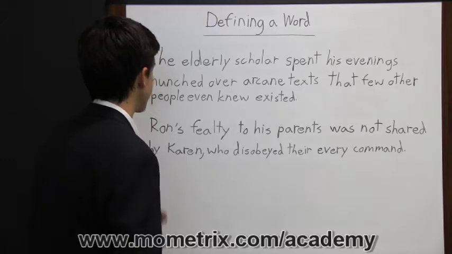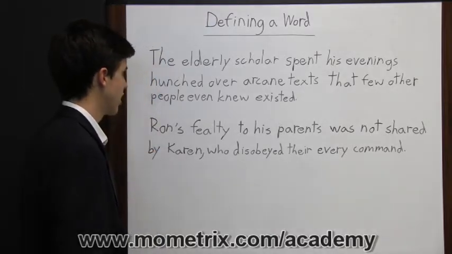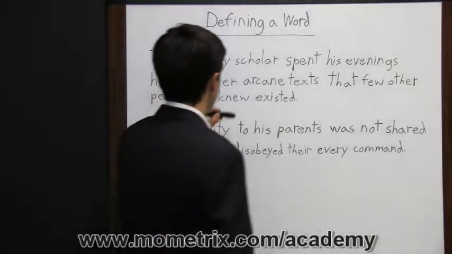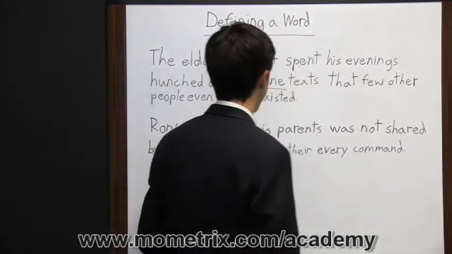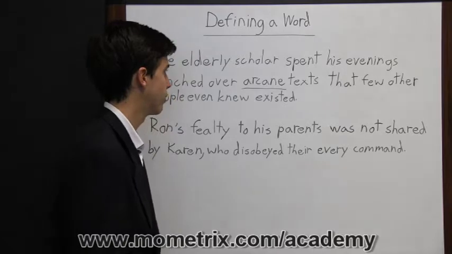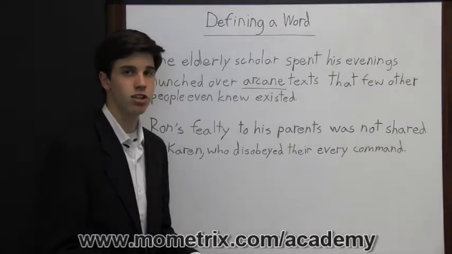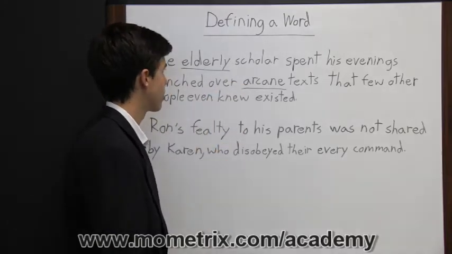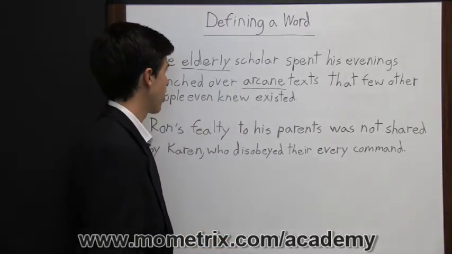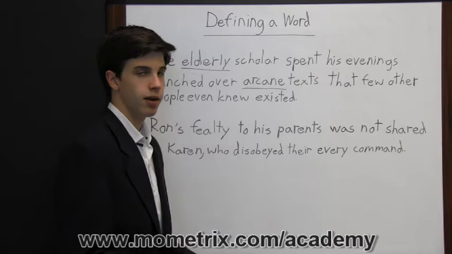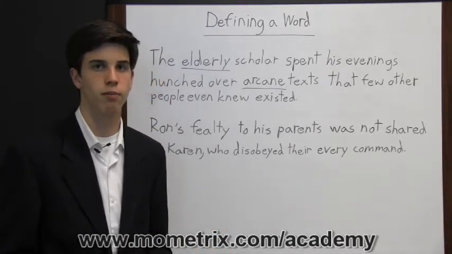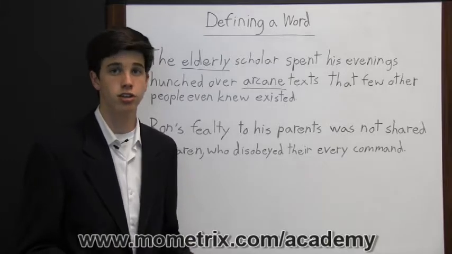This first example says, "The elderly scholar spent his evenings hunched over arcane text that few other people even knew existed." So the unfamiliar word here is arcane, but you will see that you can pretty much determine the definition of that word based on the words around it. Here we see the word elderly coming before scholar. So if only an elderly scholar would be studying these texts, then it means that it must be some kind of complex subject that only someone who has acquired much knowledge and wisdom would understand.